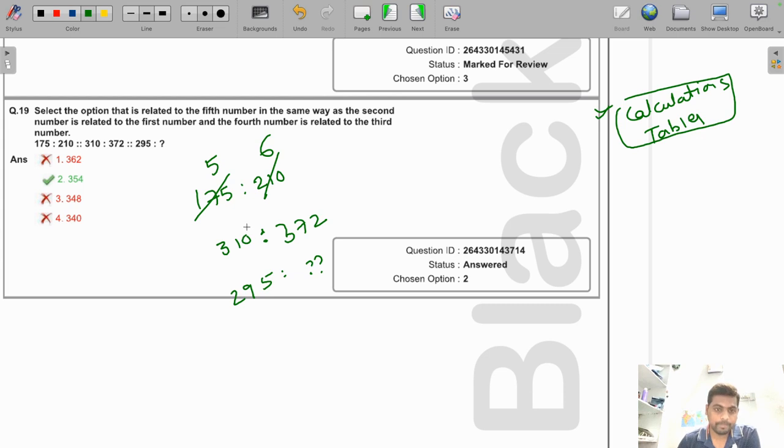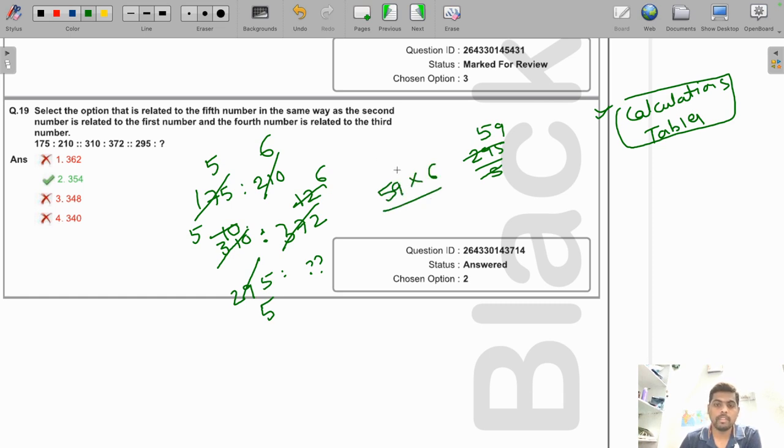If you observe here, 31 tens are 310, 31 twelves are 372, again 35 fives are 175, 35 sixes are 210. So basically the ratio that they are following is 5:6. So 295 by 5 means how much? 5 fives are 25, 5 nines are 45. So 59 into 5 is 295. So the answer will be 59 into 6. 6 nines are 54, so 354. So this is the answer.